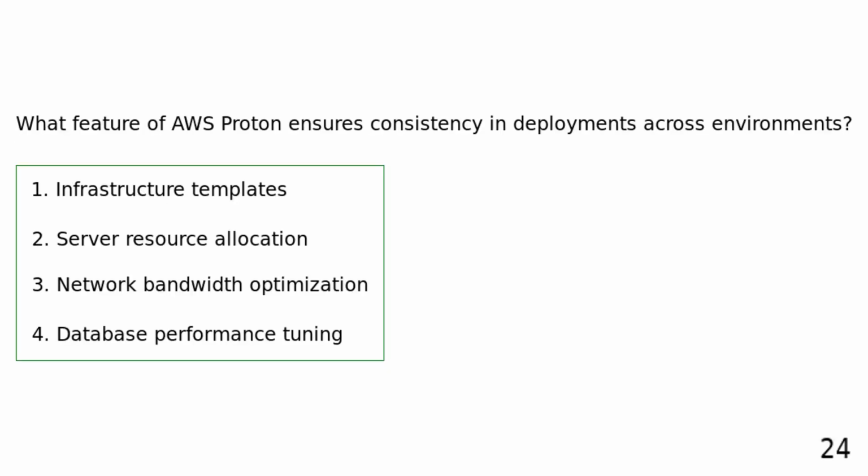What feature of AWS Proton ensures consistency in deployments across environments? Infrastructure templates. Server resource allocation. Network bandwidth optimization. Database performance tuning.